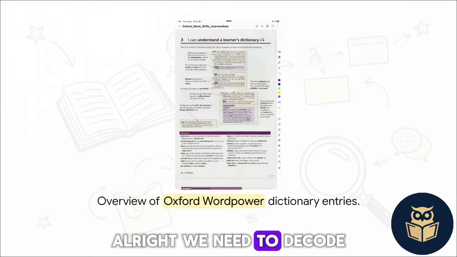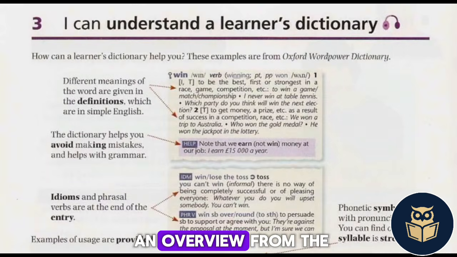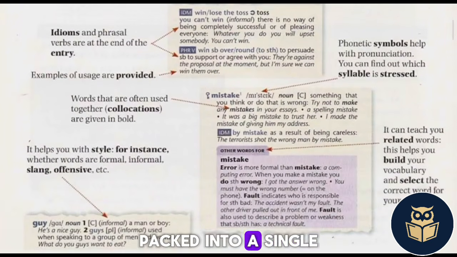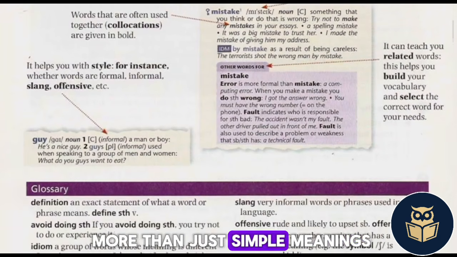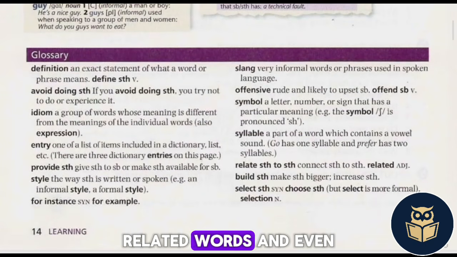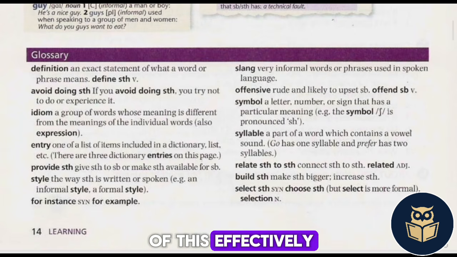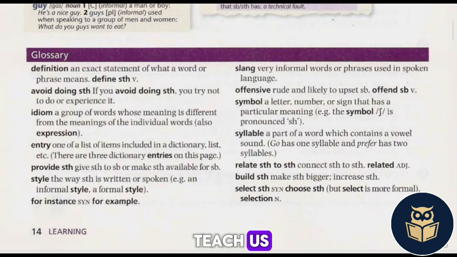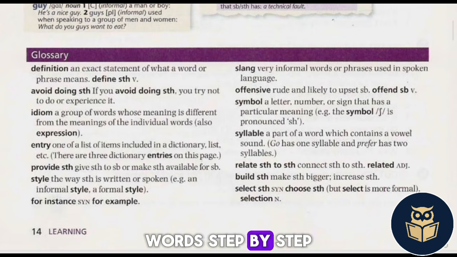Section 1. Dictionary building blocks. All right, we need to decode how this incredible tool is actually structured. When you look at an overview from the Oxford Word Power Dictionary, the sheer amount of information packed into a single page is just wild. It gives us way more than just simple meanings. We're talking grammar help, examples of everyday usage, related words, and even warnings about common errors. But to navigate all of this effectively, we really need to understand the specific terminology the dictionary uses to teach us. Let's break down our first 4 essential vocabulary words step by step.